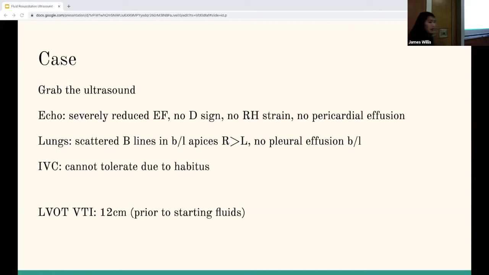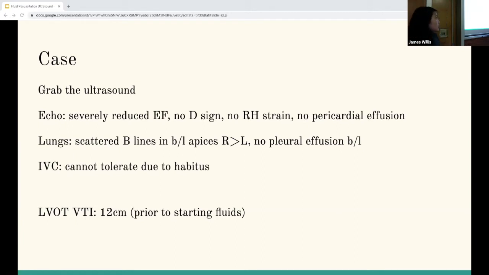Let's say you keep her and you want to get a little bit more information. You have the ultrasound, you want to take some pictures. You do your bedside echo. It's pretty much remarkable for what you already know, a severely reduced EF, but not super high yield. You look at the lungs because she has CHF, and you want to make sure you're not fluid overloading her, and you see some scattered B lines, but no pleural effusion. So there's some fluid there maybe. And you can't get an IVC view because she's too big and doesn't tolerate it due to pain.